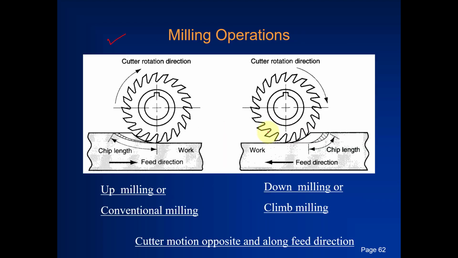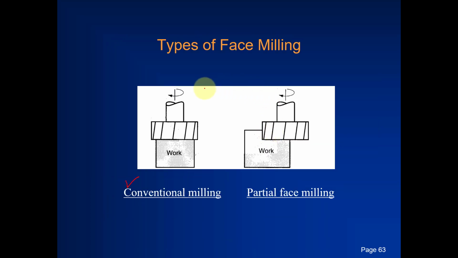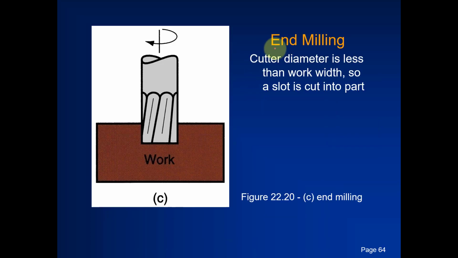was in peripheral milling is slot milling. Clear? So here it is known as end milling. So you can see the axis of rotation of cutter is perpendicular to this surface. Clear? And the width of cutter is less than width of the work part. Clear? So it will produce the part like this, having a slot in that.